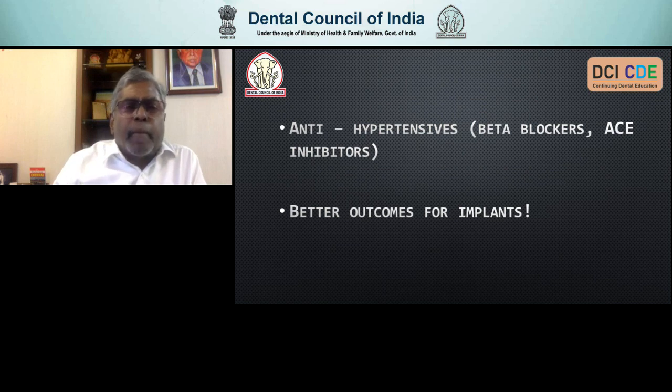Now, conversely, patients who are on antihypertensives, beta blockers and ACE inhibitors actually have shown better outcomes for implants. So that's an interesting data for us. You know, if you look at these classes of medicines that most of these patients are on, and if they're on antihypertensives, you're already on a slightly positive wicket. So just be aware of these factors.